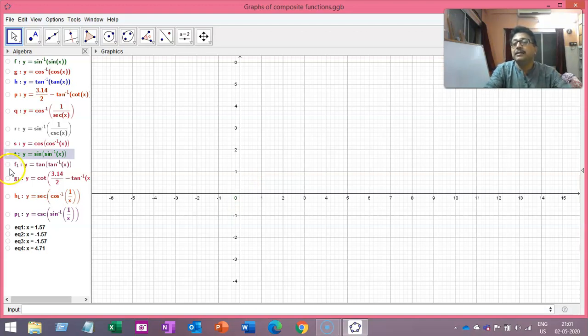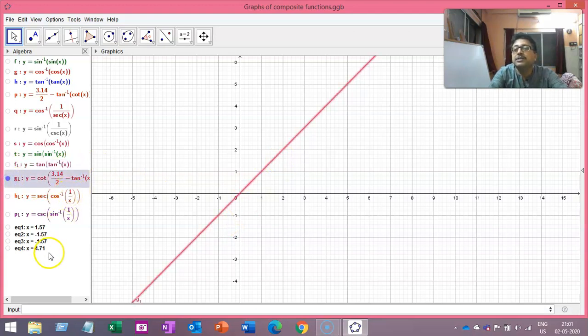Let us see tan of tan inverse x. Is it periodic? Here also it is a straight line only and that is not going to be repeated in a fixed interval. So this is not periodic. Then what about this thing? Not periodic. Cot of cot inverse x also not periodic.